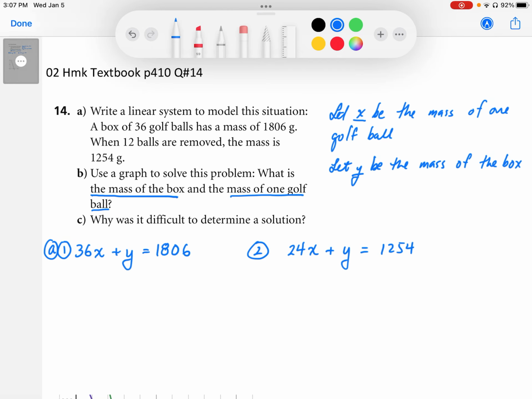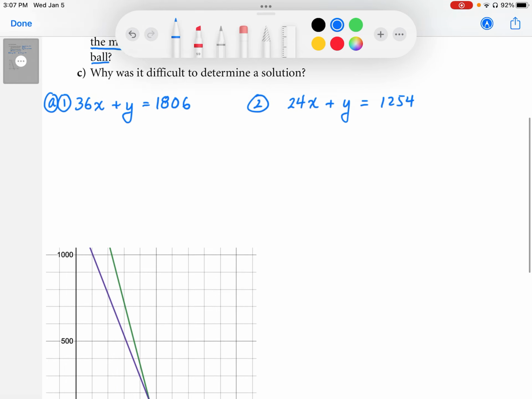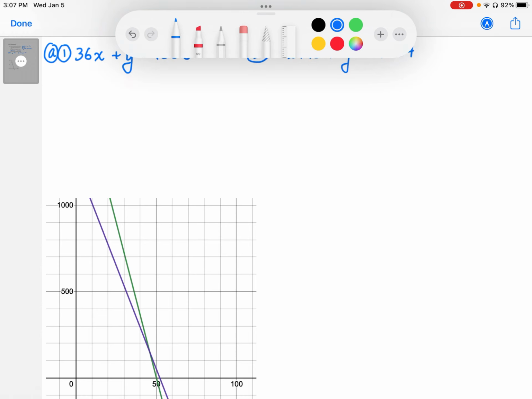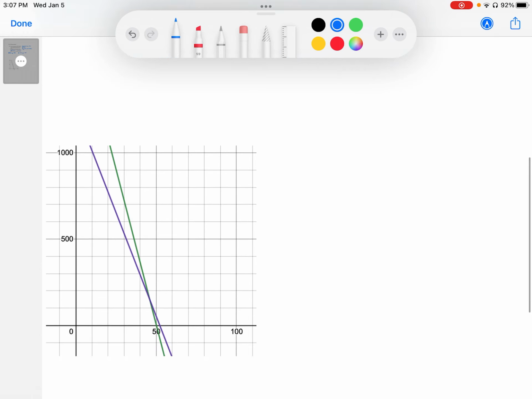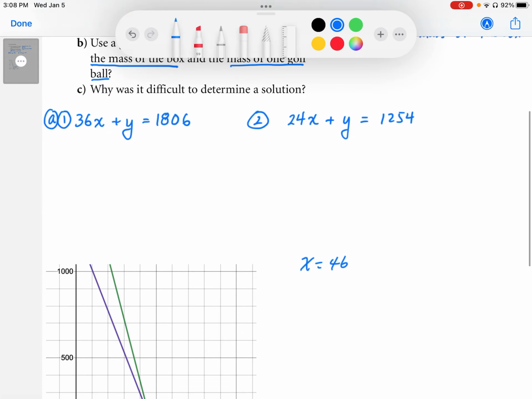So when I graph these two equations, I get a solution that looks like this. The solution is going to be my intersection point. The intersection point happens at 46 and 150. So that means that x equals 46. 46 represents the mass of each golf ball, so it's 46 grams per golf ball.